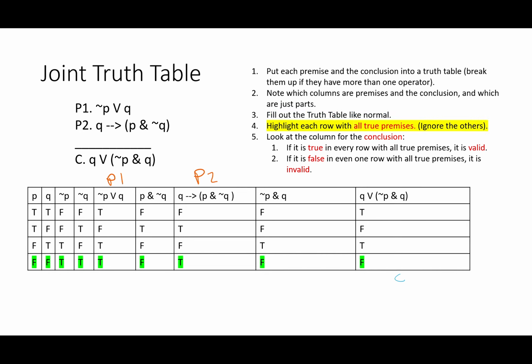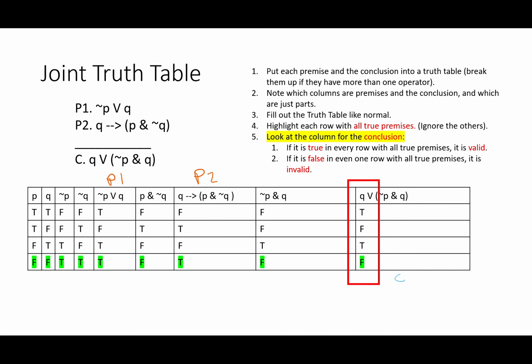Step 4, highlight each row with all true premises, ignoring the others. Well, the only time premise 1 and premise 2 are both true is in the last line. So that's the only one we highlight. We can forget about the first 3 rows.